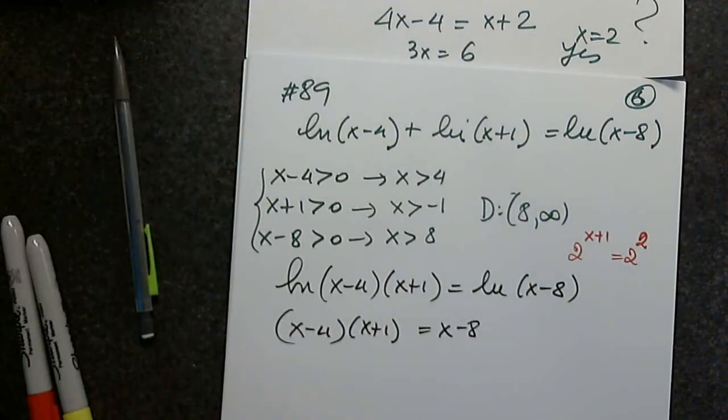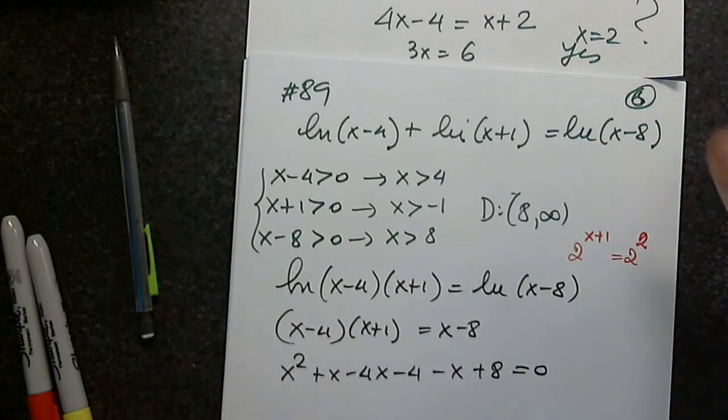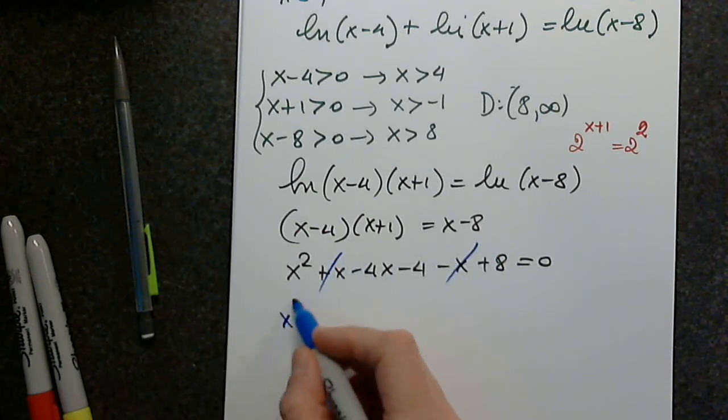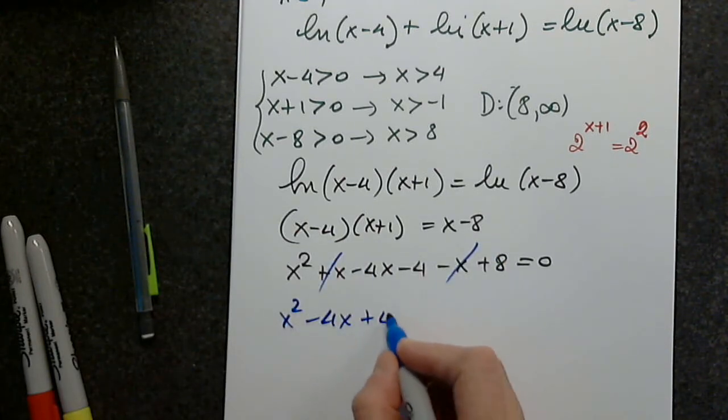So I distribute: x^2 + x - 4x - 4, and I move x - 8 to the other side: minus x plus 8. This happens because both functions are 1-to-1. What type of equation is this? I should have asked that before moving everything to one side. You will say, very good. So these 2 go away. So I have x^2 - 4x + 4 = 0.